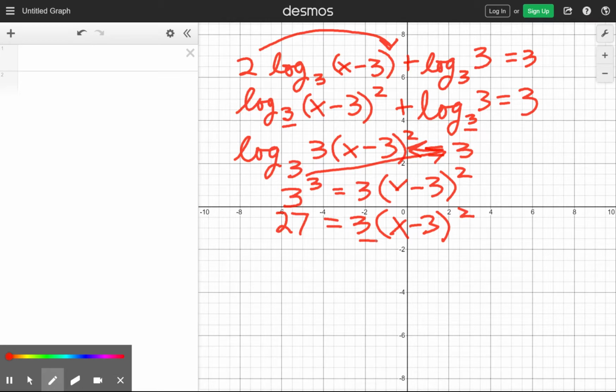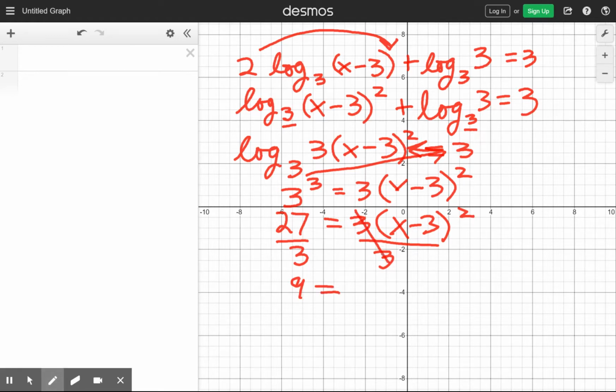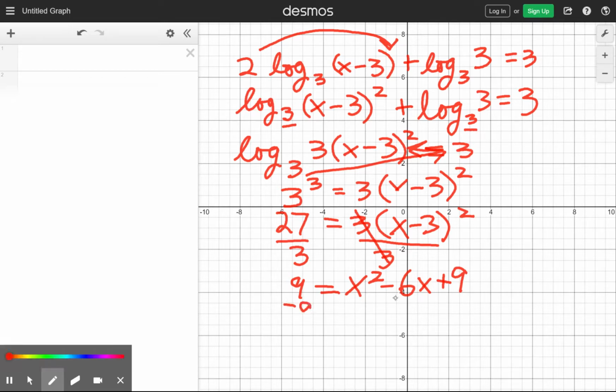Now we can divide both sides by 3. So we have 9 equals, now these 3's have canceled, so we have x minus 3 quantity squared on the right, but I'm going to expand that. You can use FOIL by taking x minus 3 times x minus 3, and you would end up getting x squared minus 6x plus 9.